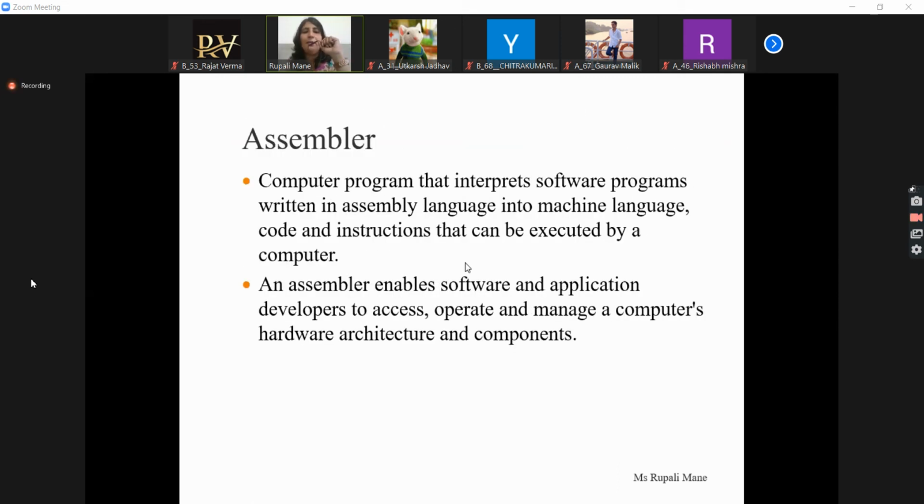Okay. Then assembler. Assembler का मतलब क्या है? Assembler converts assembly language into machine language. So that is called an assembler. ठीक है?